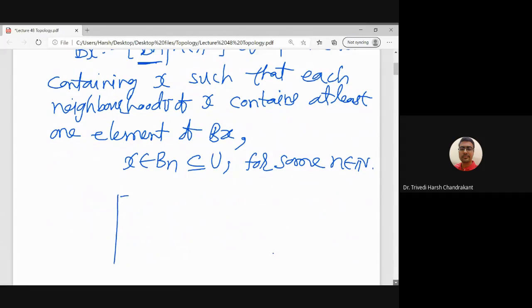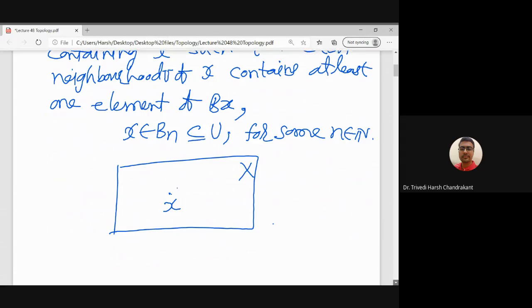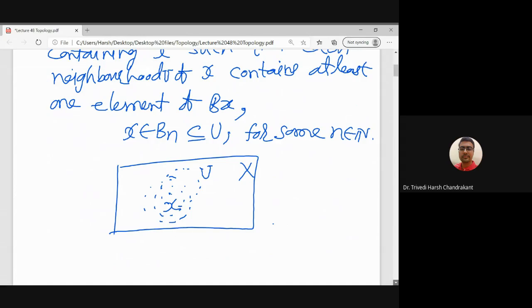In a diagram, if we understand that, then X is a topological space, and I have a point x, and then I have B1, B2, Bn around x. All these are open sets. So whenever I take a neighborhood which is an open set containing x, that will intersect one of these B1, B2, Bn.